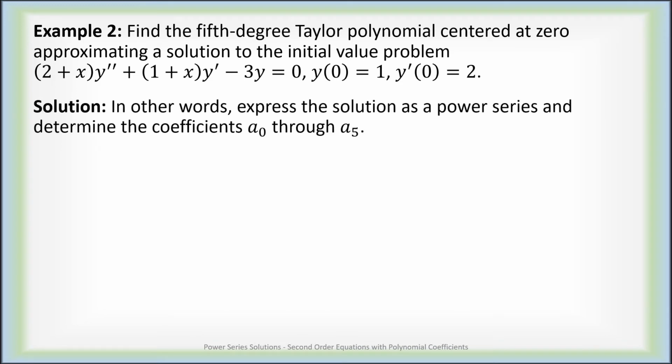So what we have to do is express the solution as a power series, and then to get the fifth degree Taylor polynomial, we simply determine the coefficients a0 through a5.